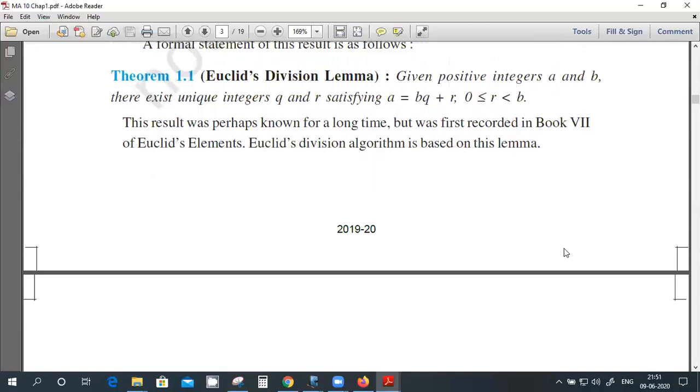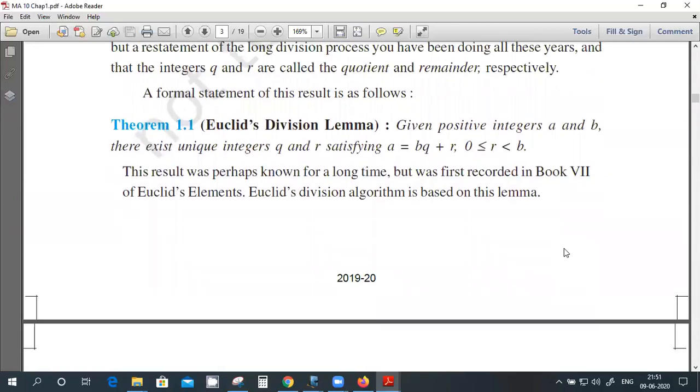In ninth, we're studying Euclid's geometry.